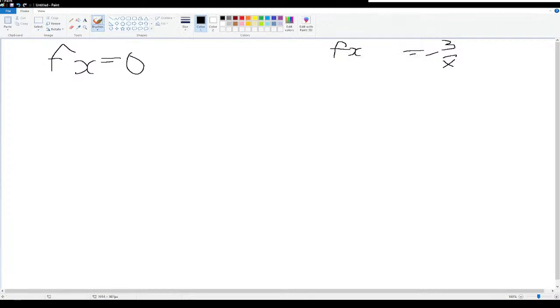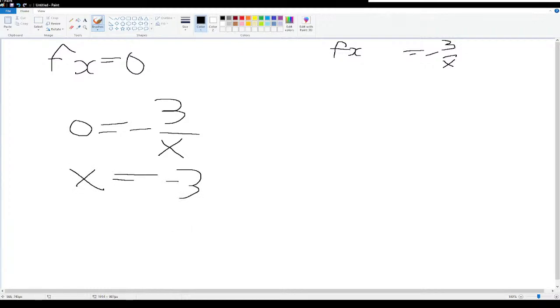Yeah, that works. So we want to find the value of this guy over here, so we're going to make this value equal to 0. If we do that, then we have 0 equals negative 3 over x. To get this x alone, we're going to first multiply it by x. That would mean then that x equals negative 3. So that is the value of the first guy.